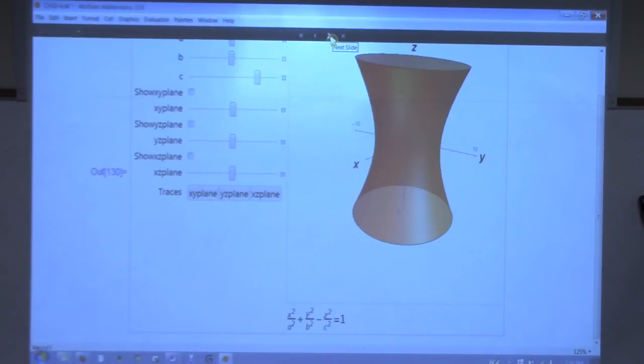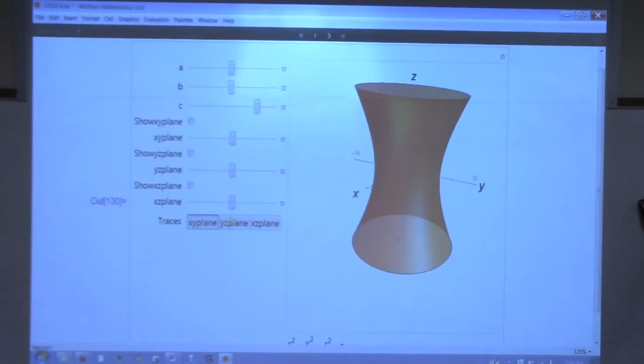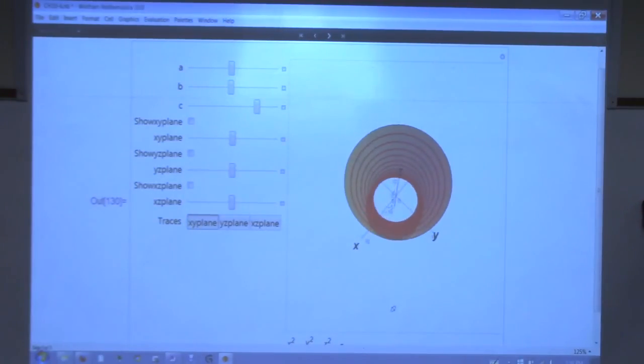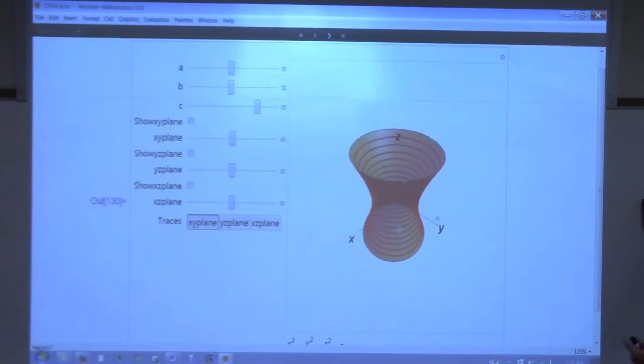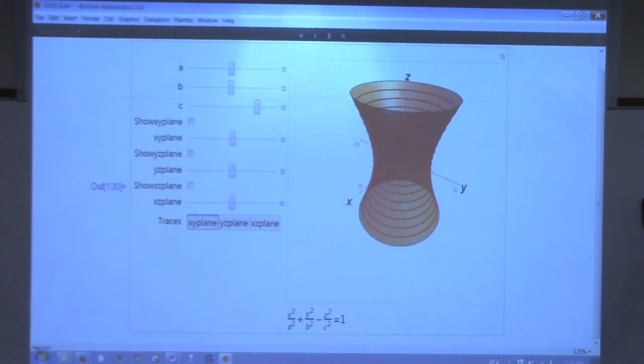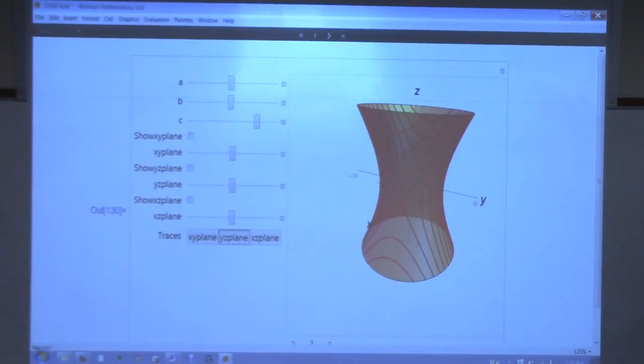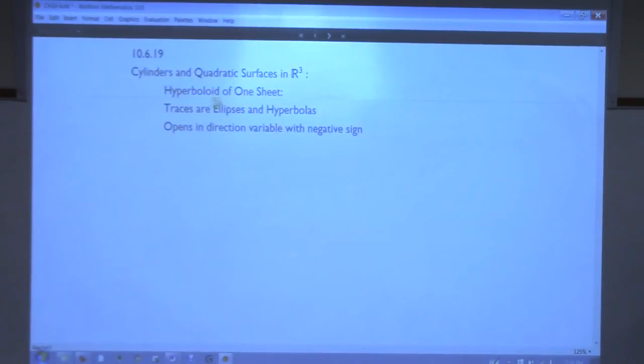What if z was 0, what would it be? An ellipse. Yes, you're talking about those slices right there. Slice it that way, they're ellipses, and sometimes circles if A and B are the same. And then the other slice this way, hyperbolas. But they call this a what? An elliptic hyperbola? No, hyperboloid of 1 sheet.